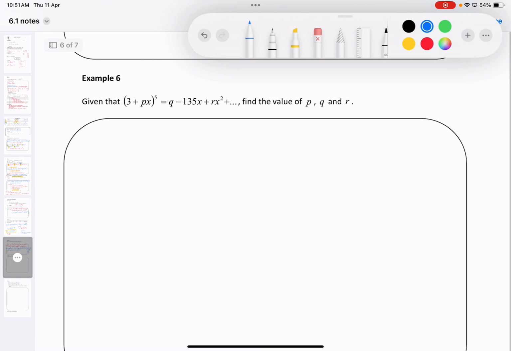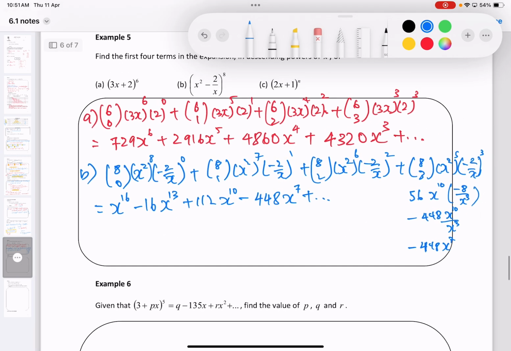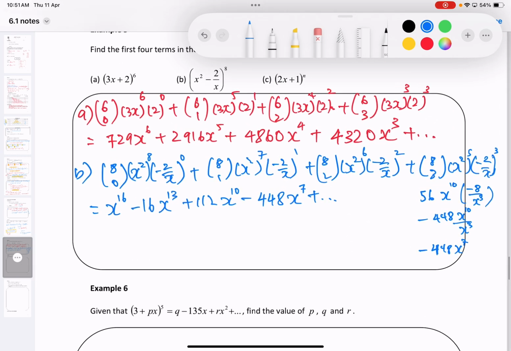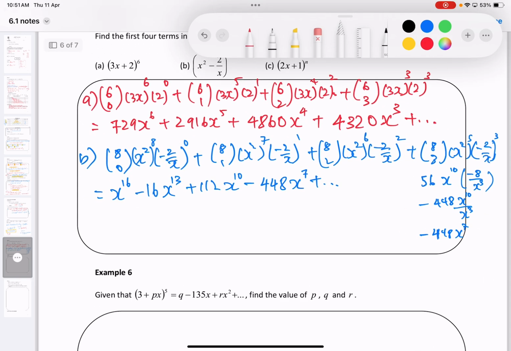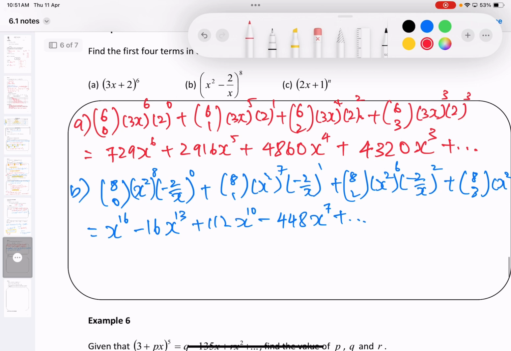Come on. A few more minutes only. Example number 6. Let's go. Oh yes, part 3, sorry. Okay, let's do part C first. Yeah, 4 more minutes. I'm fighting against time. Okay, let's do this. Last question of the day.